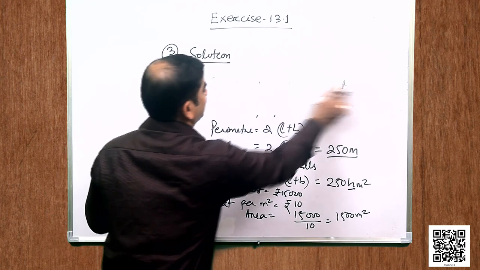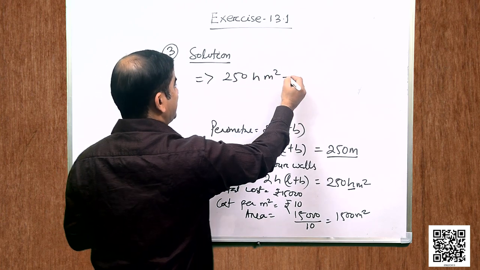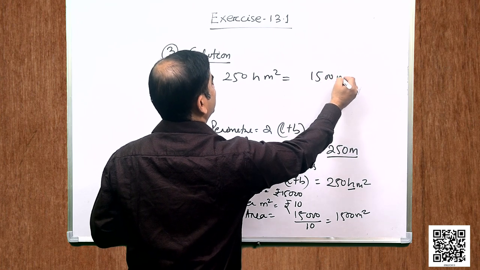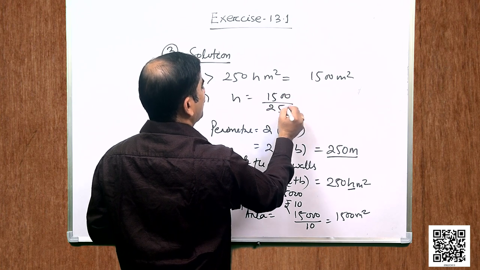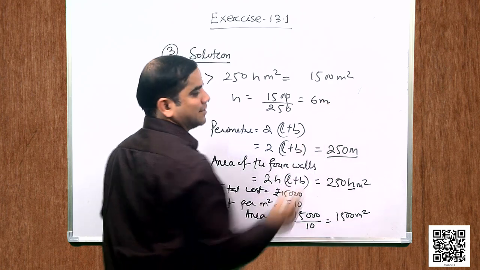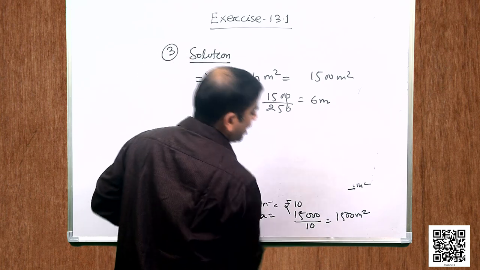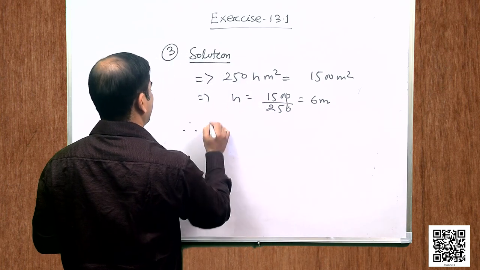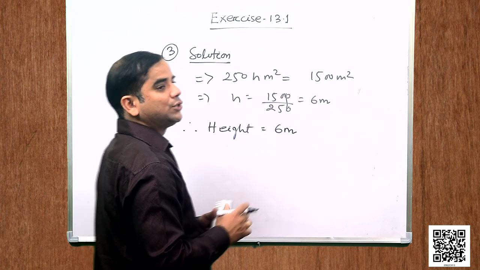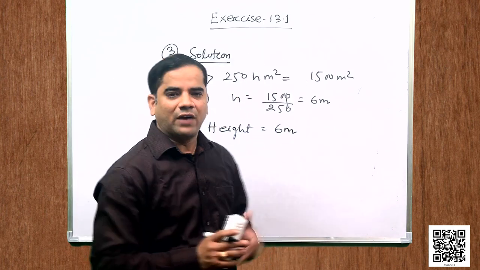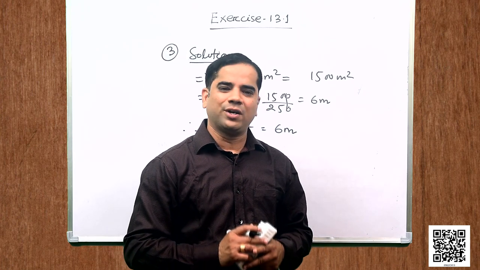How can we do it? So, it implies that 250H meter square is equal to 1500 meter square. That means H is equal to 1500 divided by 250, that is 6 meter. So, in that way, we have come to the conclusion that height is equal to 6 meter, which was the required data. So, we have found out the height of the hall, which is nothing but 6 meter. Okay. Hope you understood this.